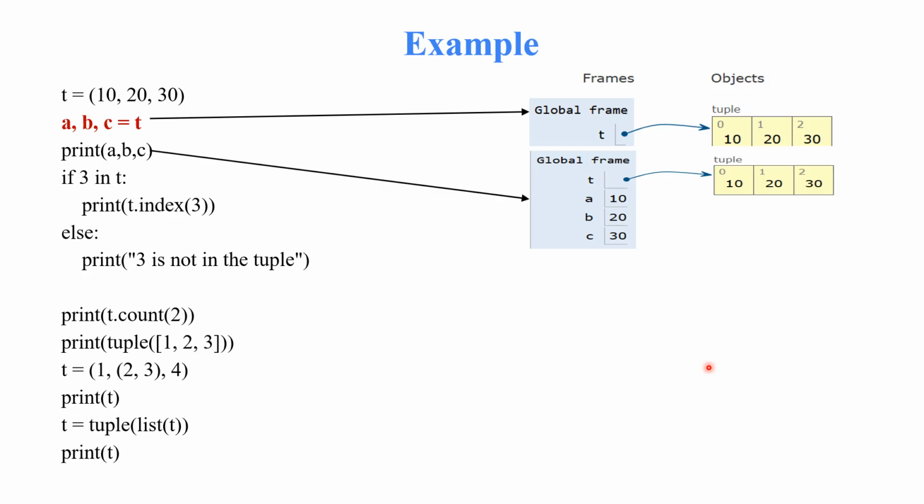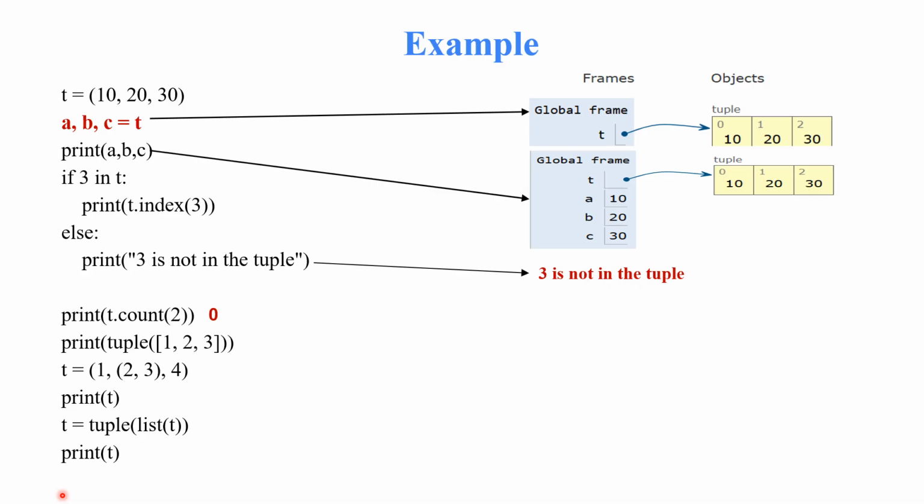Now we are going to check how the index works. We are running an in operator in the if statement. If 3 is in t, it is going to specify the first occurrence of 3. Otherwise, it's going to print 3 is not in the tuple. In our tuple it is not there, so it is returning 3 is not in the tuple. Next is count of 2. How many times does 2 occur in your tuple? It's not there, so it's returning 0.